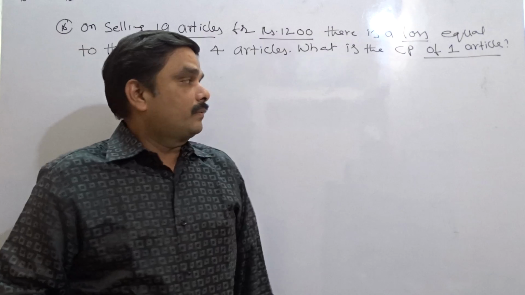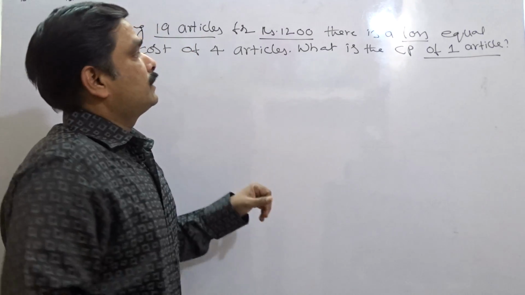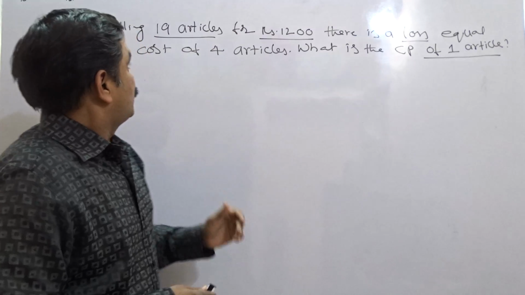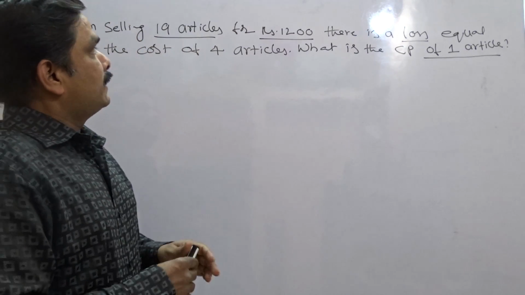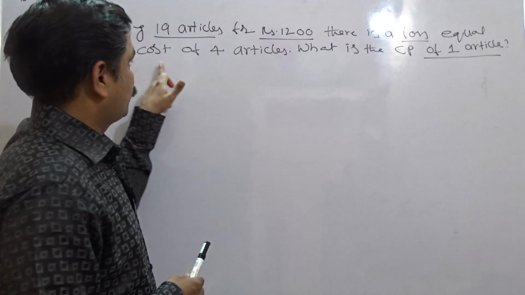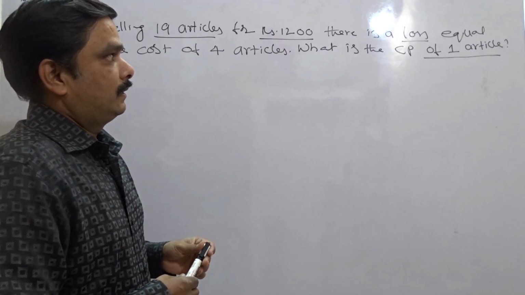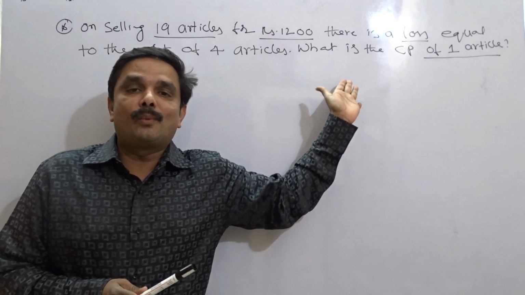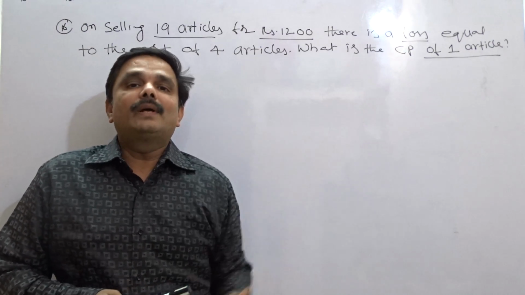Now let us take the first question. This is very commonly asked in various competitive exams. The question is, on selling 19 articles for 1200 rupees, there is a loss equal to the cost of 4 articles. Then what is the cost price of 1 article? Most commonly asked question in various competitive exams.